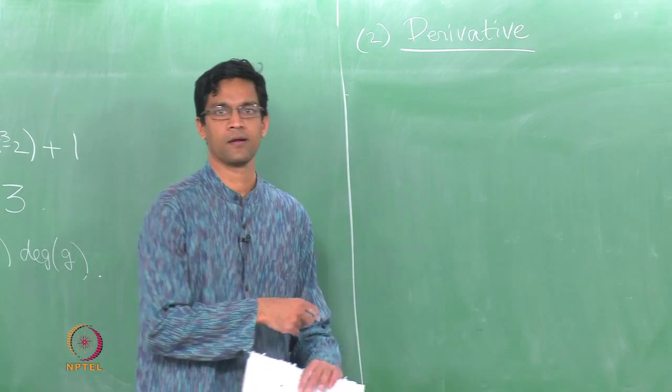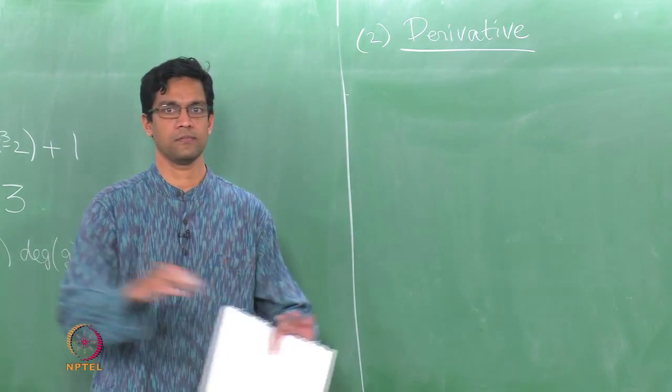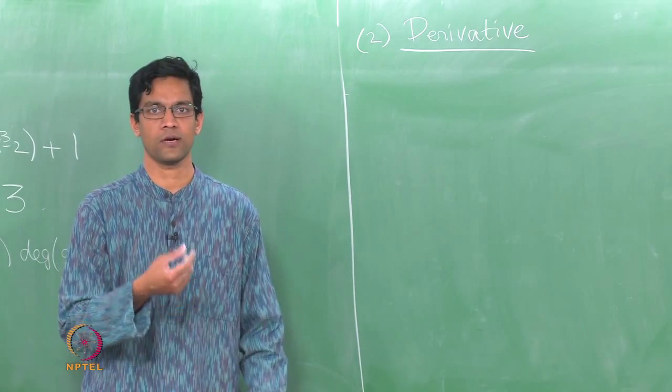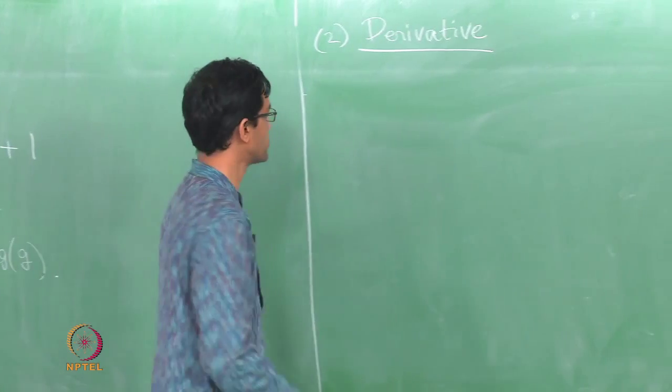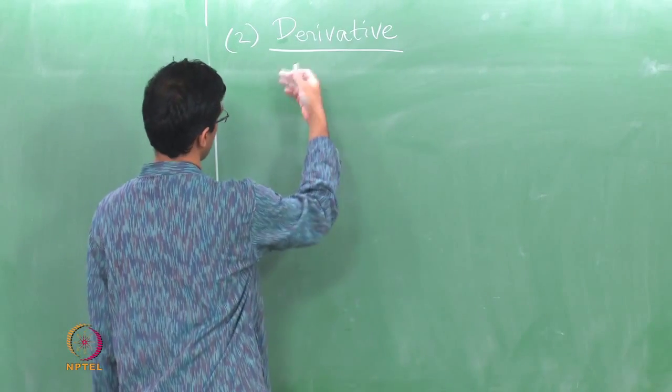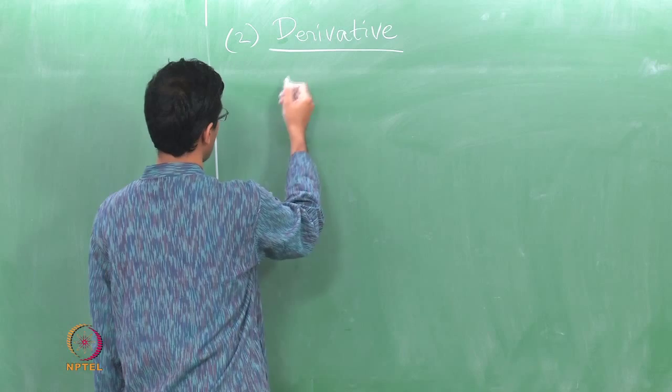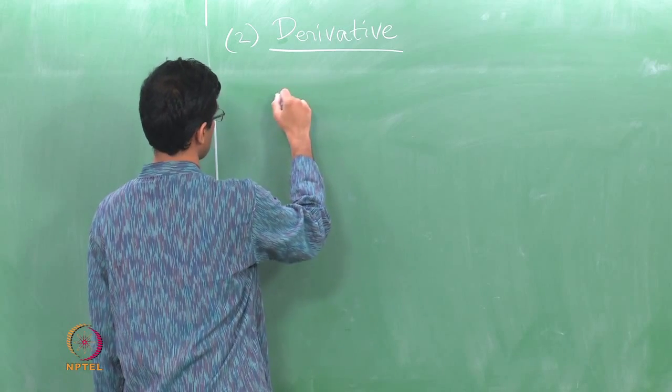It does not require developing a big theory of what the limits are and so on and so forth, but it can just be given by very simple rules in general. So derivatives are much simpler when you are only worried about polynomials. So what is a derivative of x power n, for example?